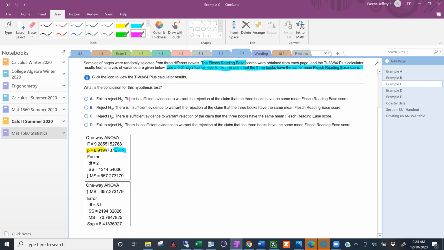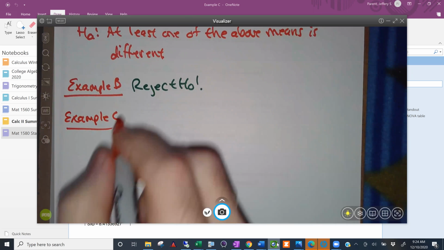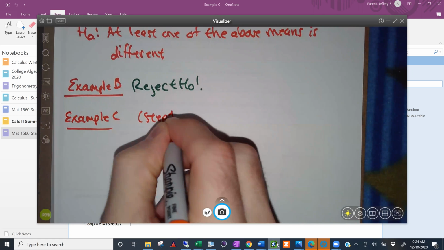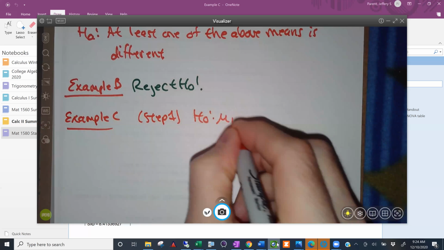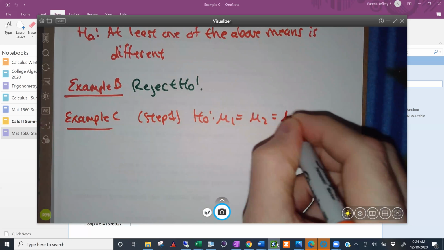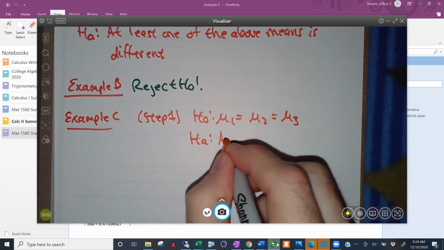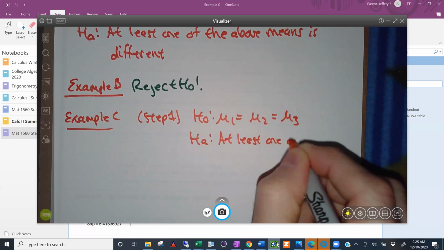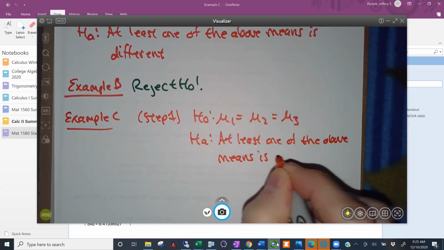Well, let's actually run through this as a regular hypothesis test. So the first thing is to state our null hypothesis, right? So step 1, H0. Your null hypothesis always has this form: mu1 equals mu2 equals mu3. So for these 3 books, their mean Flesch reading ease scores are all the same. The alternative, as it is for all these, is at least one of the above means is different.